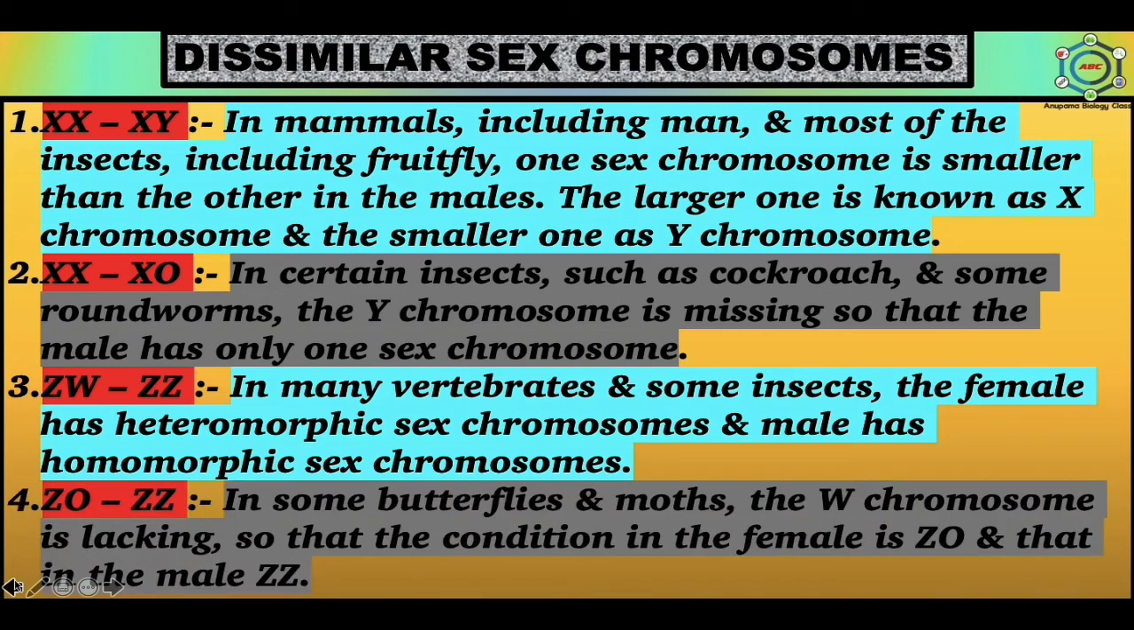Last is ZO-ZZ type. In some butterflies and moths, the W chromosome is lacking, so that the condition in the female is ZO, and that in the male is ZZ.